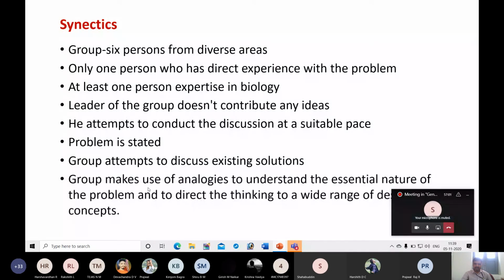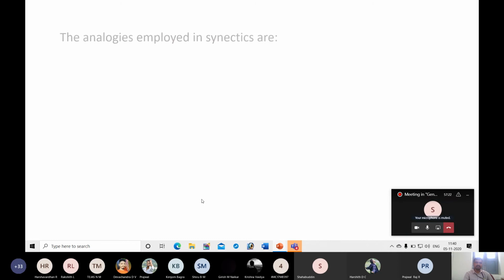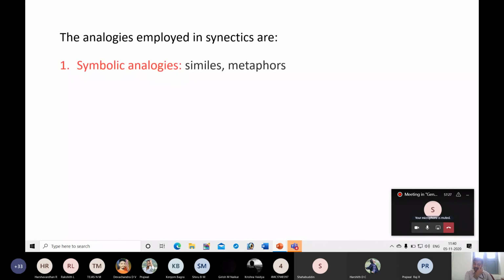Then the group makes use of analogies to understand the essential nature of the problem and to direct the thinking to a wide range of design concepts. Okay, next in this step, they are going to give ideas by making use of various analogies. So these are the different analogies. The analogies employed in synectics are: first one, symbolic analogies, similes, metaphors.